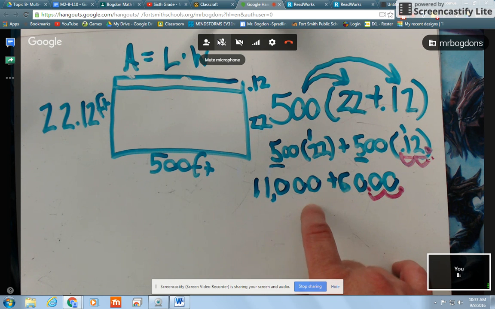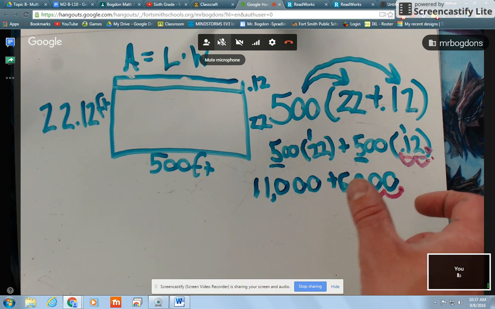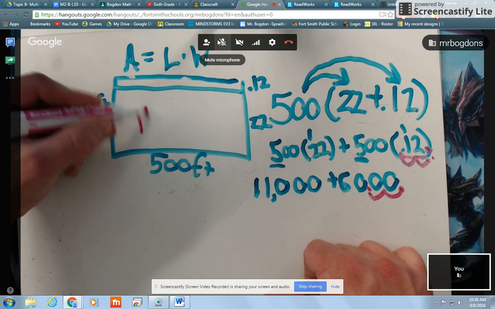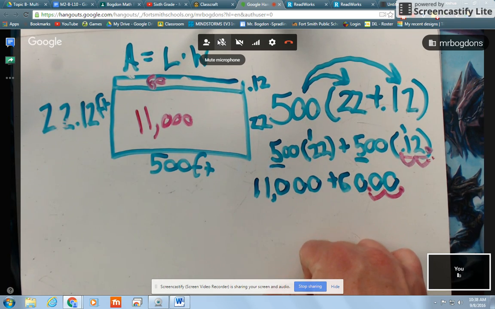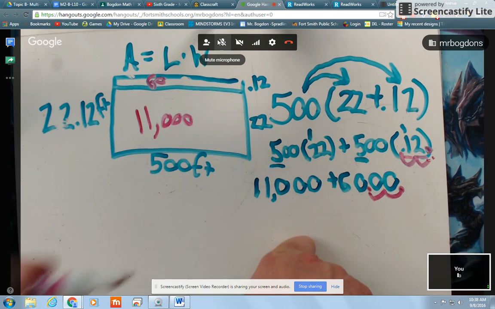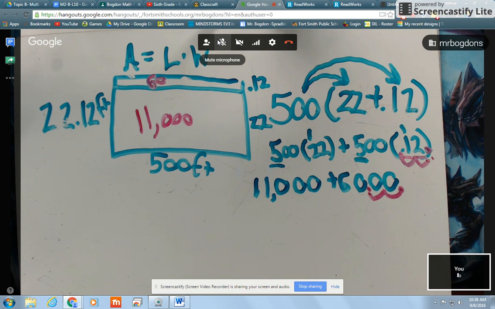So let's look at my partial products. I have 11,000 and I have 60. One partial product, another partial product. Here's the area of this rectangle. Here's the area of this rectangle. What do I do to find the area of the whole rectangle? Well, I've got one rectangle, then I have another rectangle. What do I do to find the total? Add. It's just addition. You add together the partial products, right?